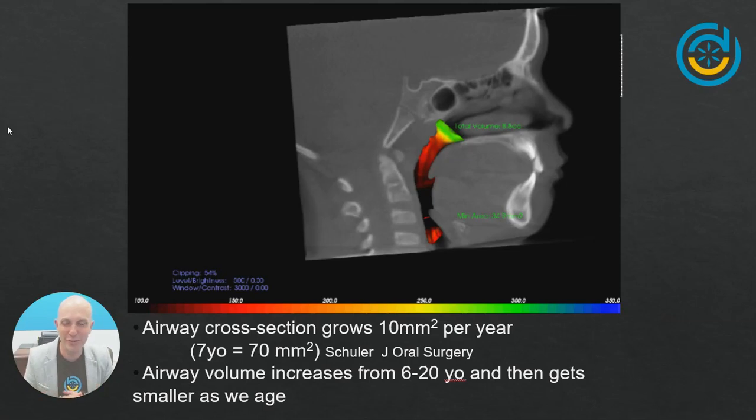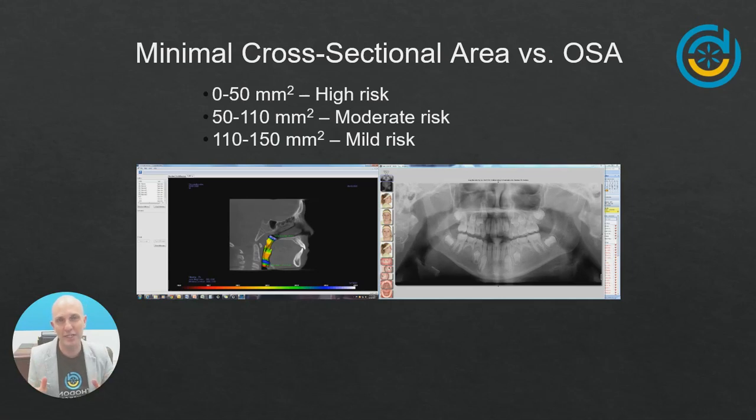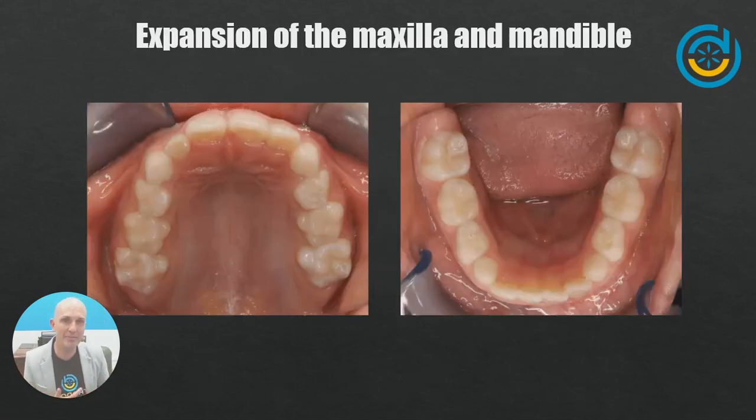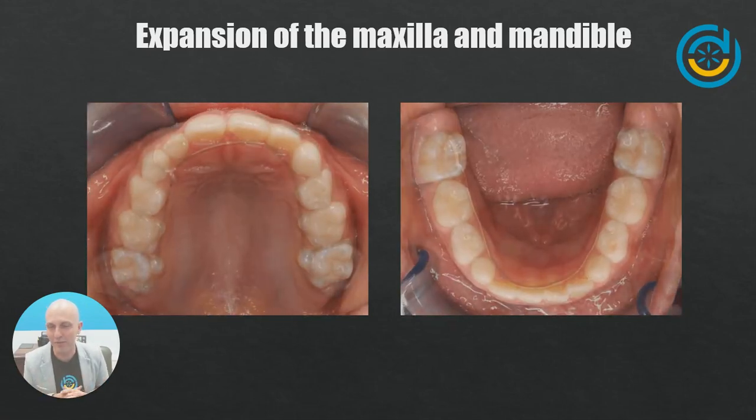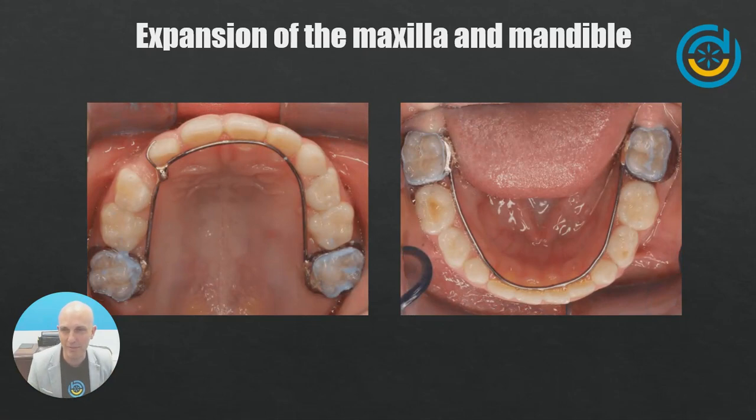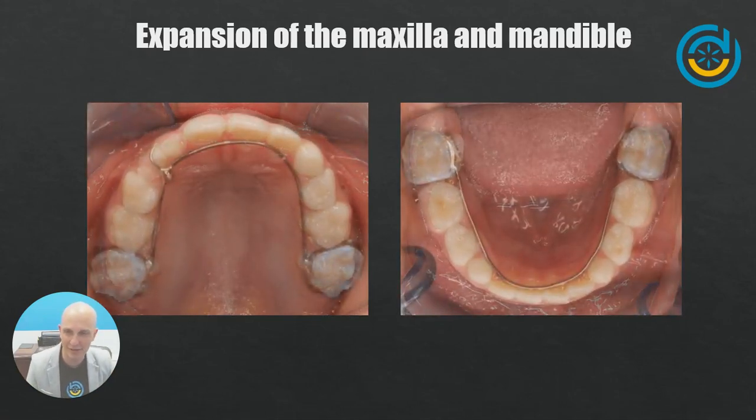So we know from the Journal of Oral Surgery that a 7-year-old should have about 70 square millimeter cross-sectional area of their airway, and that will increase as they age and then get smaller as we're an adult. As far as the cross-sectional area in obstructive sleep apnea goes, we know that there's a high risk, a moderate risk, and a mild risk looking at that cross-sectional area. So we know as we expand the maxilla and the mandible, we can actually change that cross-sectional airway value to decrease the risk of sleep apnea in the future, which we'll talk about in a later video.